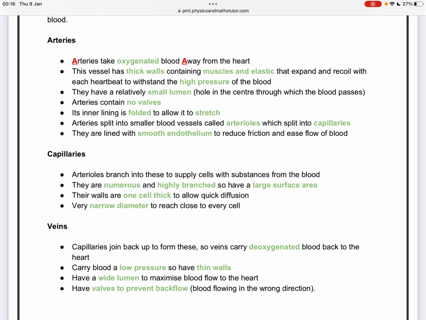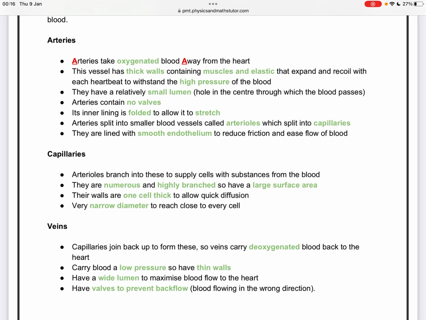The arteries. Arteries take oxygenated blood away from the heart. This vessel has thick walls containing muscles and elastic that expand and recoil with each heartbeat to withstand the high pressure of the blood. So why do the arteries have thick walls containing muscles and elastic? Because they carry high pressure blood.